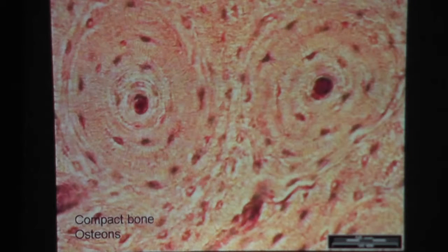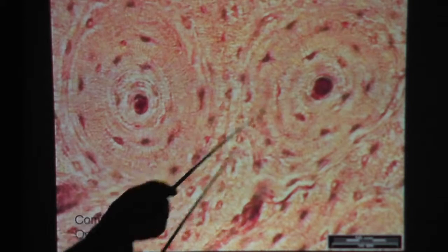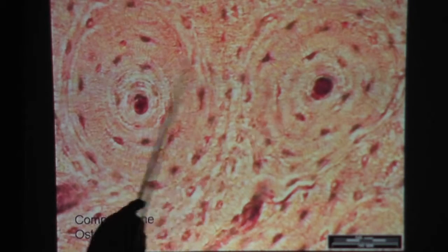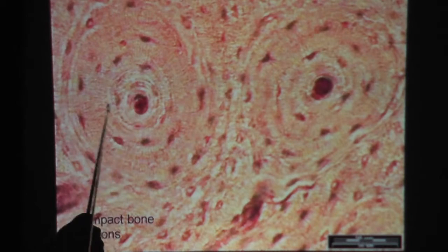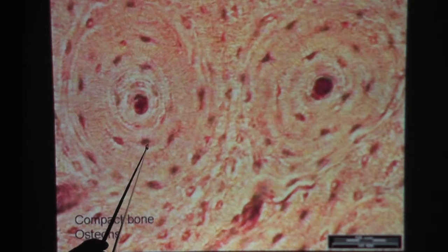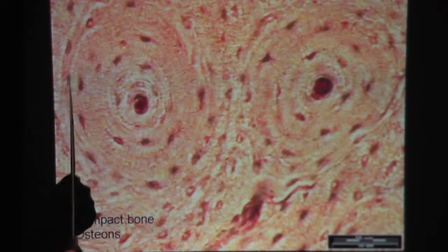Here we have two osteons. It looks almost like two eyes on an owl. Okay, this would obviously be compact bone. Two osteons, each of them has a central canal in the middle. Lamella, these rings. Okay, and that would be lacuna, in which we would find osteocytes.